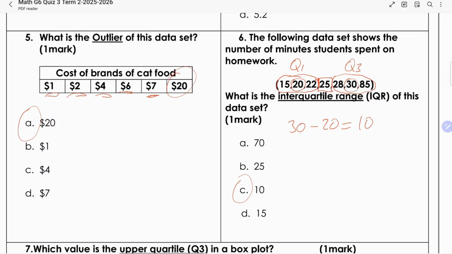In case we had, so for example, 4 numbers on either side, say we had another number 90 here, we would choose the 2 numbers in the middle and add them together and then divide by 2. Okay, so let's move on.